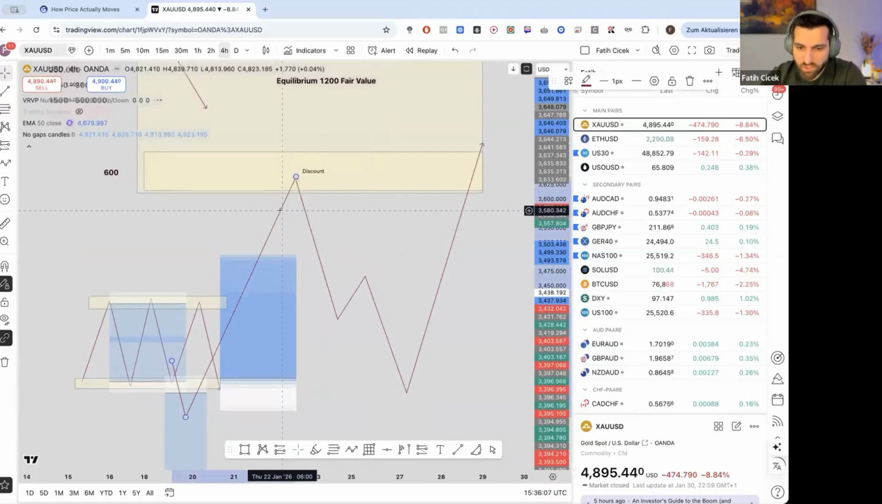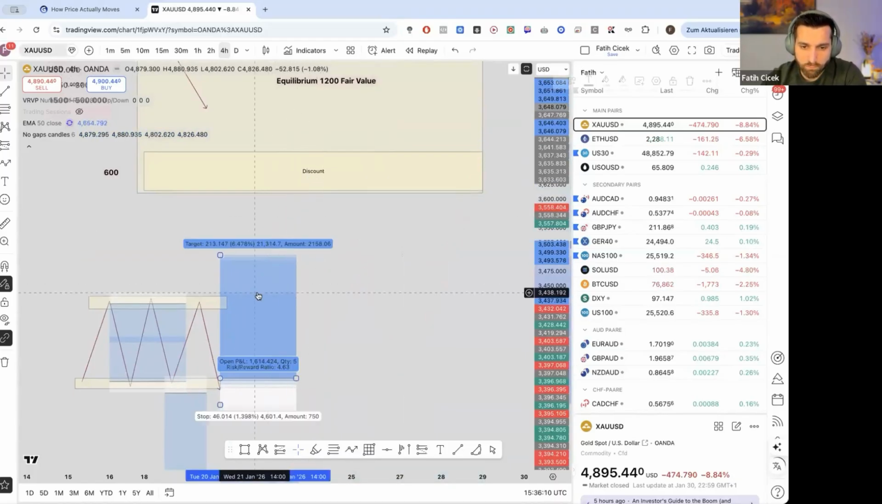Good. Does anyone have any question on liquidity so far?